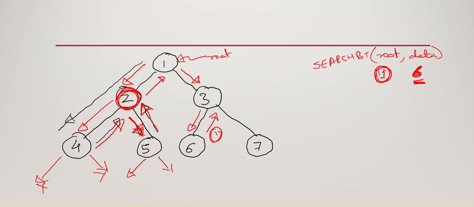Now this time it will find it and return 1. That means it found the node, and from here if the data is 1, then it will return back, and we will exit this function, and we can say that we found the node.